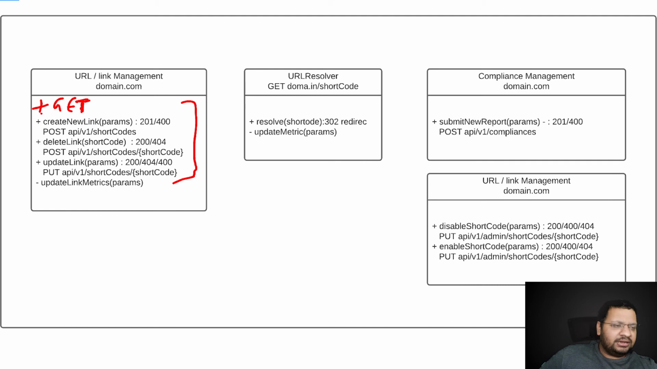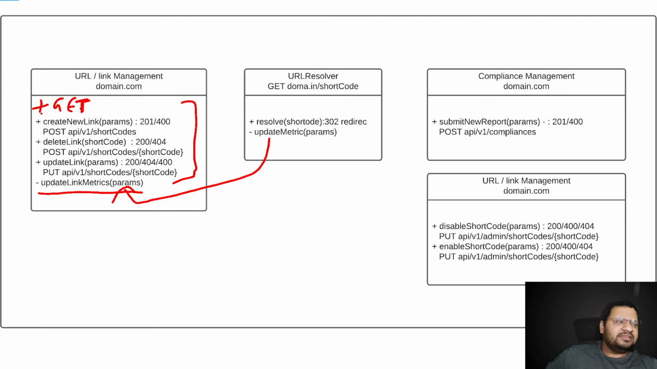Now there's one more, update link matrix. This operation is not accessible directly, but rather it would be done via the SQS flow whenever there is a request for updation of the matrix. That will be invoked from this point.